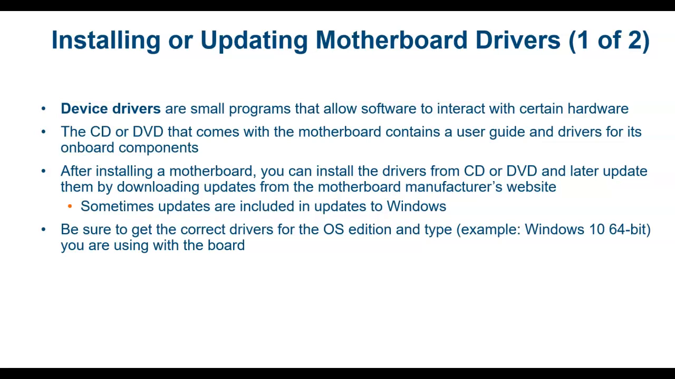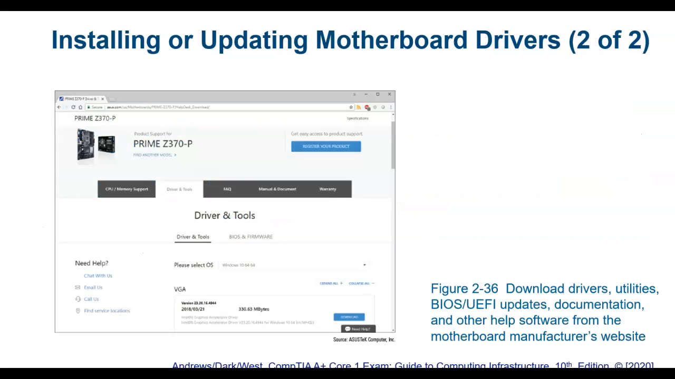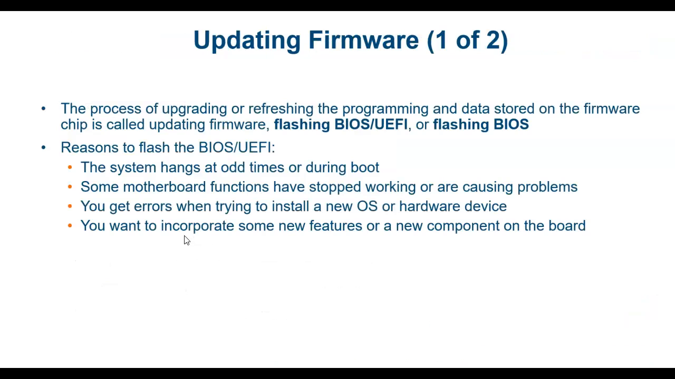Some updates are included in updates to Windows, like Dell. This computer is a Dell computer, and it updates when I update my Windows. The other day I updated it, and it asked me to download a new firmware for BIOS UEFI. Be sure you are connected. You get the correct drivers for the OS edition and type, so for example, Windows 10 64-bit, that you are using with the board. This is where you download drivers and utilities from the website. But I have a Dell and it does it automatically.